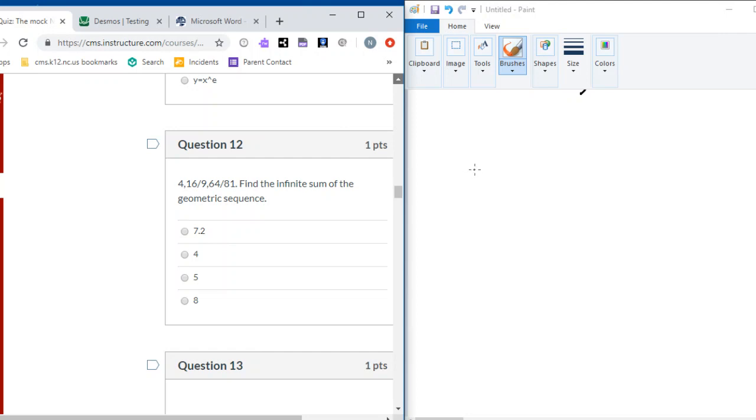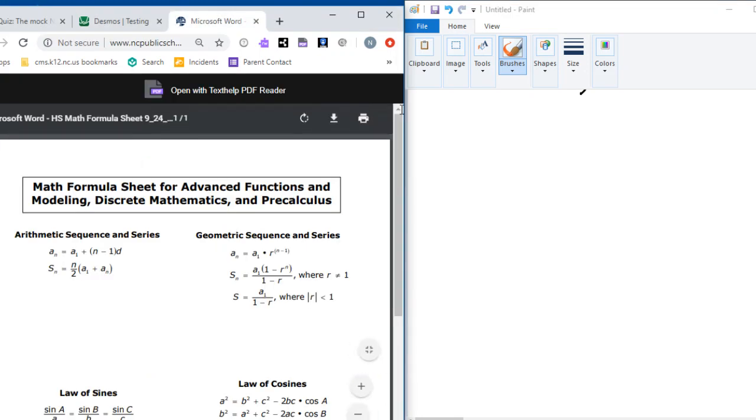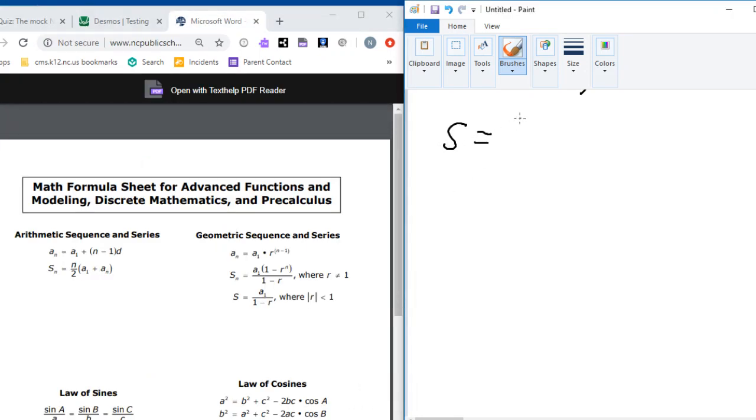Find the infinite sum of the geometric sequence. So we need to look at our formula sheet. The infinite sum of a geometric sequence is S is equal to a1 over 1 minus r. So we just need the first term and the common ratio, if my common ratio has an absolute value that's less than 1.